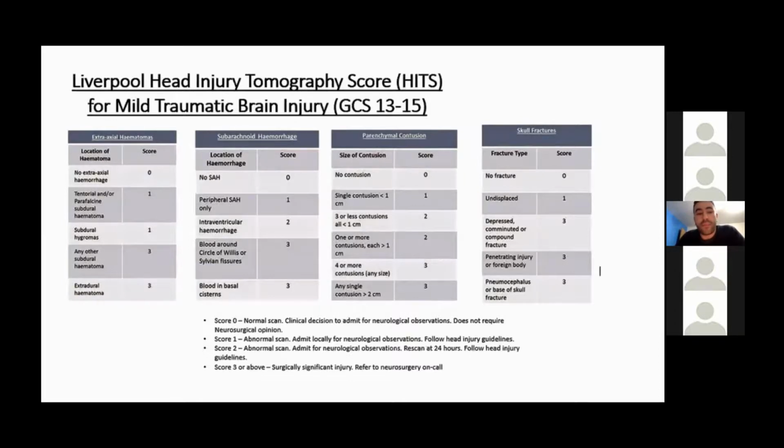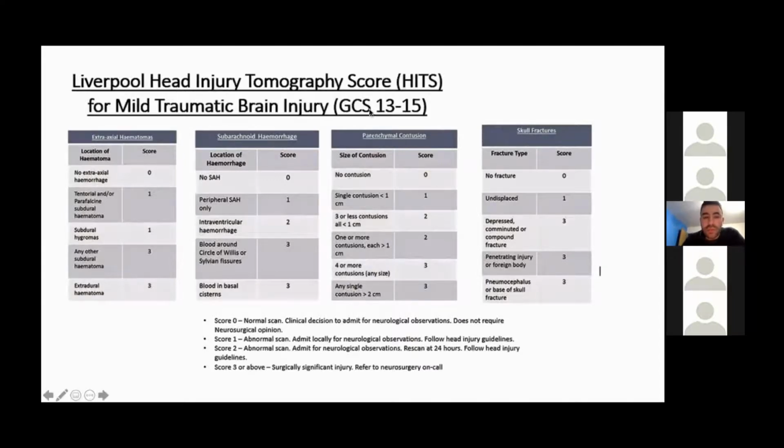So the Liverpool head injury tomography score has been designed, and it's just been published and is being used in our area, in the district general hospitals that refer patients to us. Essentially it's a score to highlight that sometimes you can have things on the CT scan that are really very minor and don't require any neurosurgical input, just local medical management.